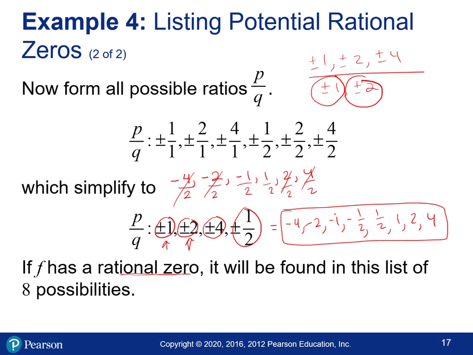In the next video, we'll start working examples where we will use this list along with Descartes' rule of signs to figure out which numbers from this list actually work. I plug those numbers into the function and get 0, because that's what makes them a real zero.